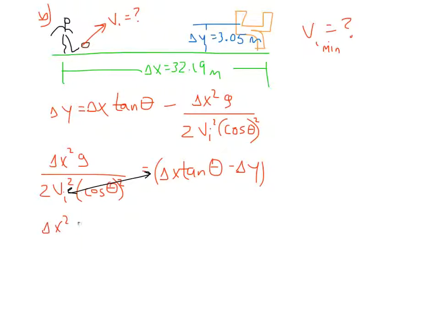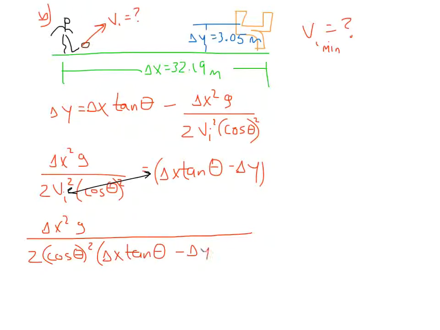Delta x squared times g over, and I'm making a long dividing line right there, 2 times the cosine of theta, the value squared, times delta x times the tangent of theta minus delta y. Okay, all that equals, I'm going to shorten this a little bit, equals vi squared.